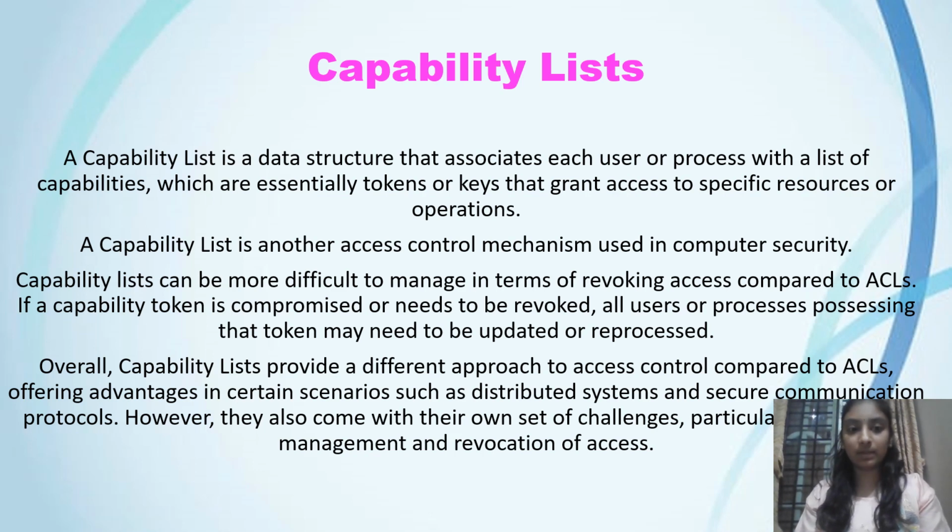Capability lists. A capability list is a data structure that associates each user or process with a list of capabilities, which are essentially tokens or keys that grant access to specific resources or operations. A capability list is another access control mechanism used in computer security. Overall, capability lists provide a different approach to access control compared to ACLs, offering advantages in certain scenarios such as distributed systems and secure communication protocols. However, they also come with their own set of challenges, particularly management and revocation of access.